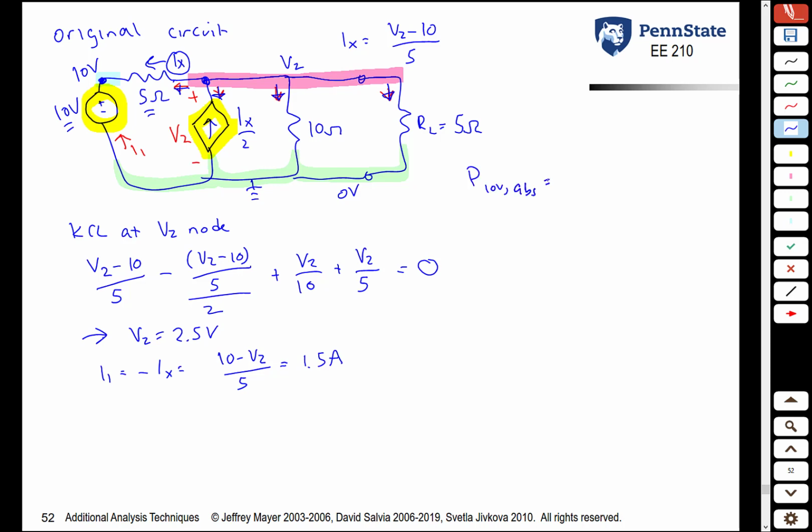The power absorbed by the voltage source is the voltage across it times the current into the plus terminal. The current into the plus terminal is Ix, or negative I1, so it's minus 1.5 amps. So we get negative 15 watts. In other words, the 10-volt source supplies 15 watts of power. How about the dependent source?